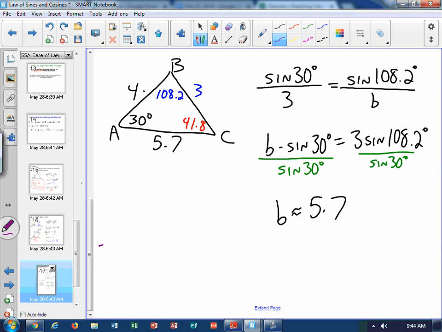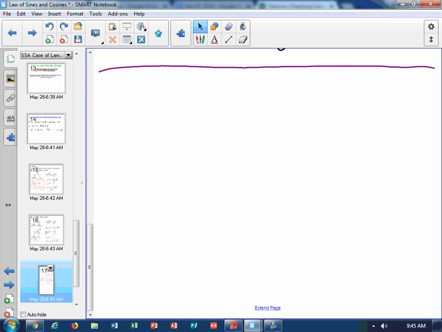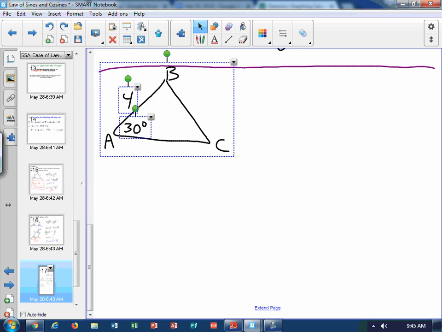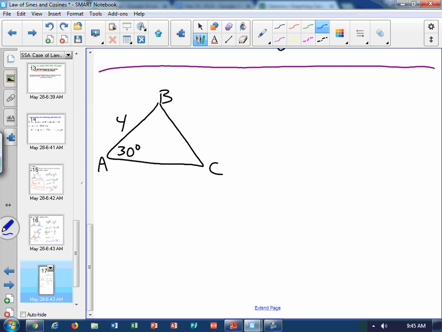For our second case, we're going to look at what happens when angle C is 138.2. So I'll just re-sketch that. Just paste it down here. This was 3. Now let's see what happens when C is 138.2 degrees. Well, 138.2 plus 30 is less than 180, so there's still some degrees left over for B, and 180 minus 30 minus 138.2 gives us 11.8 degrees for angle B.